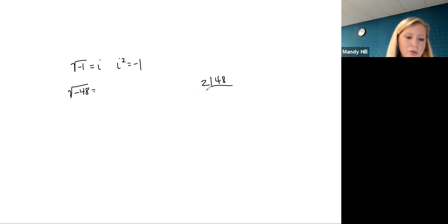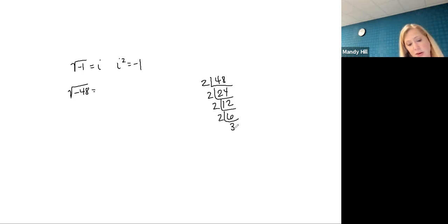Still want to remember that square root of -1 is i, and that i squared is equal to -1. So if I want to do the square root of -48, we're going to have to find the factors. 48 is not prime, so 2 will go into 48 24 times. 2 will go into 24 12 times. 2 will go into 12 6 times. 2 will still go into 6 3 times. 3 is prime, so I could be done.